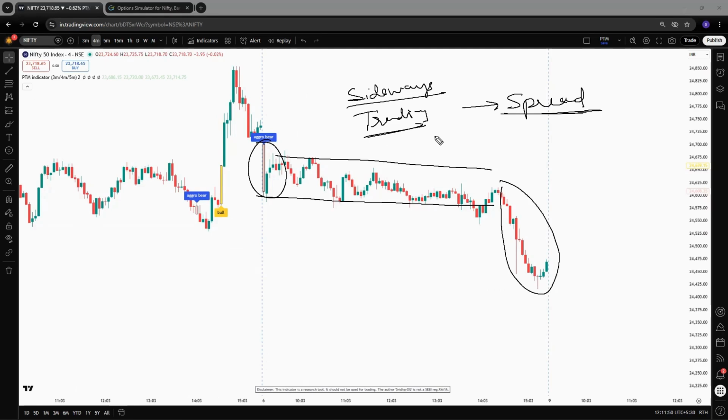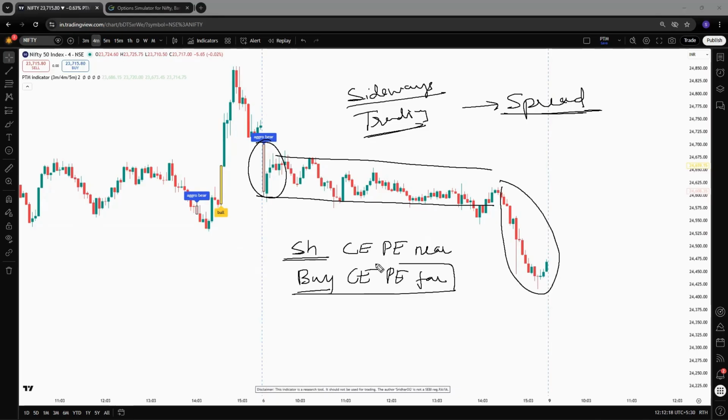Credit spread, I think everyone knows it. Debit spread also you should know. If you are here watching this video and want to learn trading as a business, credit spreads are nothing but shorting call options or put options. You short near call options or put options, and then you buy call options and put options which are far. This is nothing but your hedge part. This is your main part. This will also reduce your margin required for the day. Intraday margin will be required if you trigger this kind of strategies.